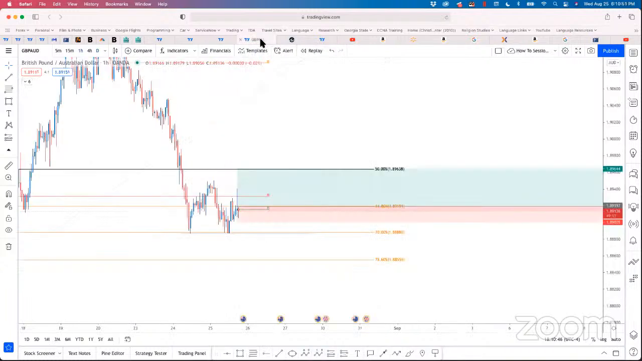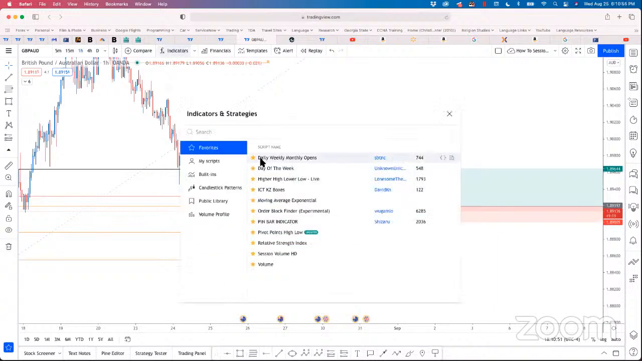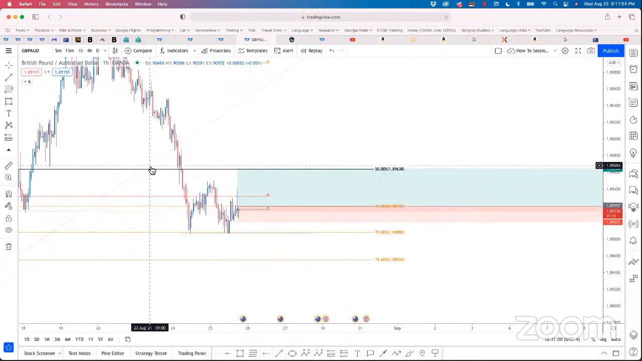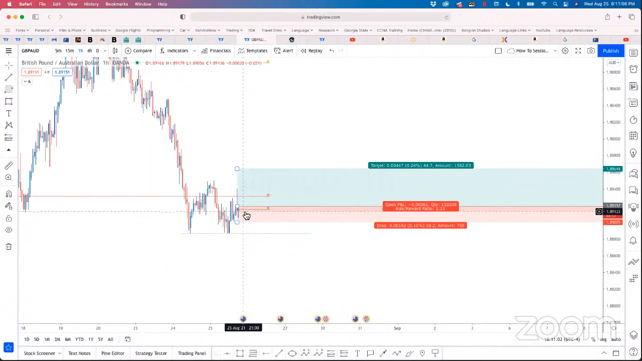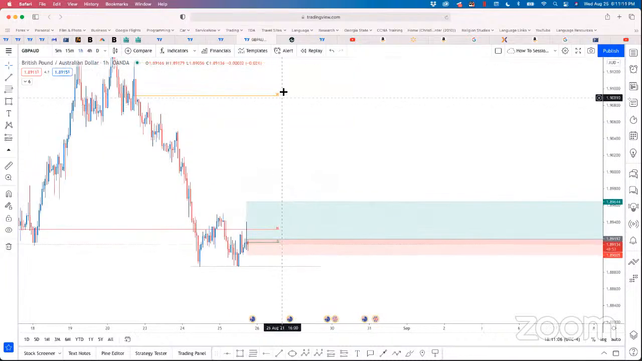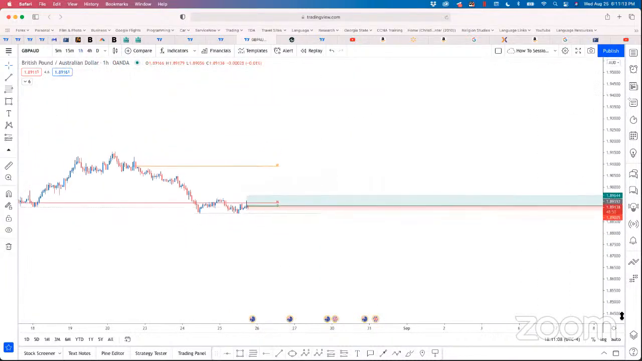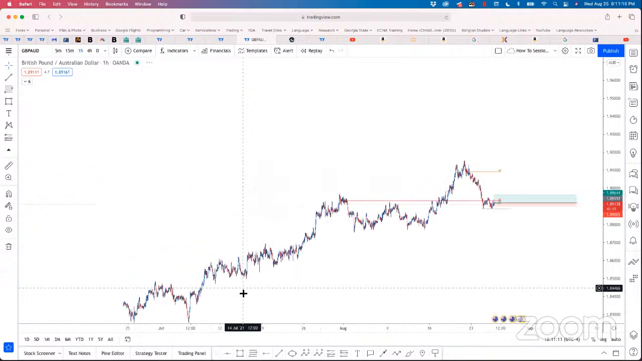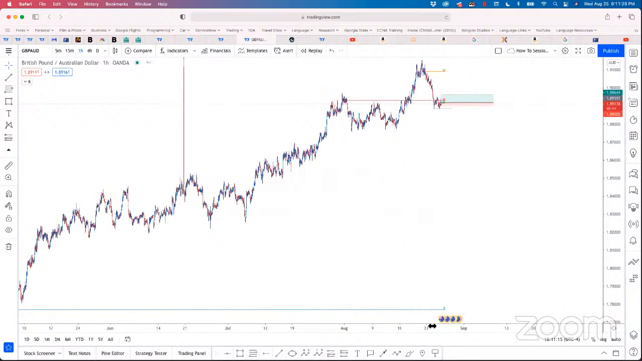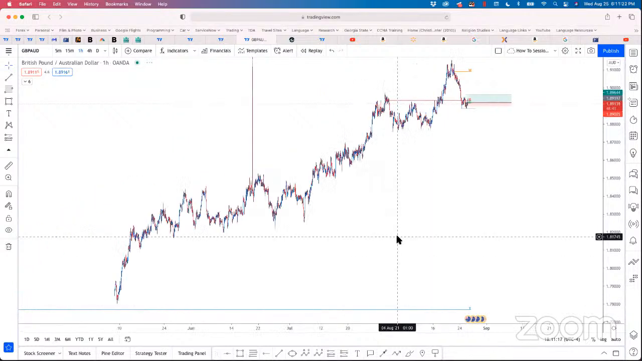What's the indicator again for the monthly and the daily? Daily, weekly, monthly opens. Thank you. And it's just going to paint these levels on the chart for you. The daily, the monthly, the weekly up here. And I think the yearly somewhere. Where are you at? The yearly right here.